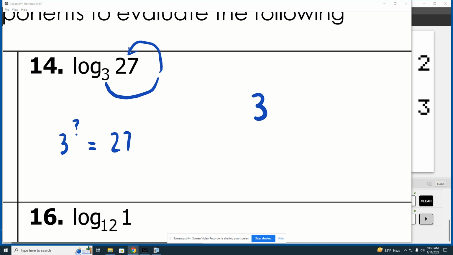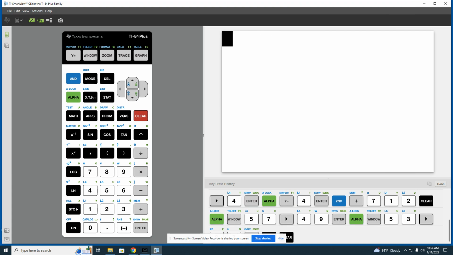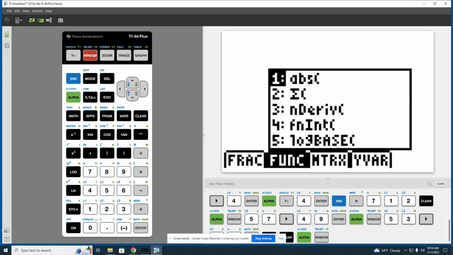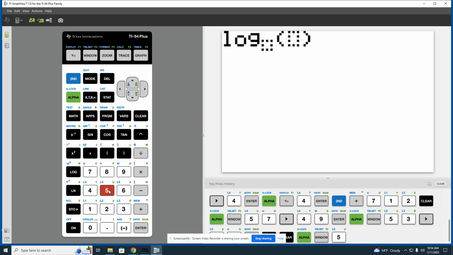Now, in the future, you're not going to think that way. In the future, you're going to go to your calculator, because there's a button that will allow you to use whatever base you want. You don't have to use base 10, and therefore you don't have to use the change of base formula that I had to use when I was your age. So here's where you go in your calculator. Ready? You go to alpha, window, number 5.